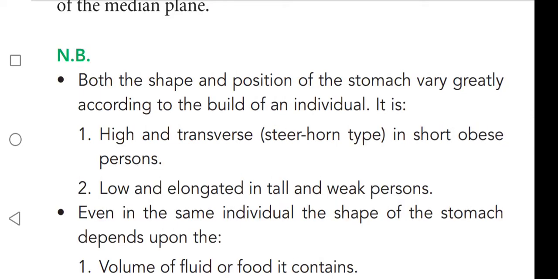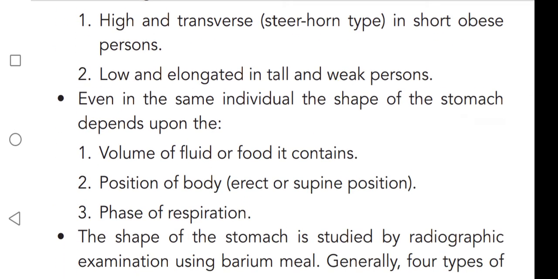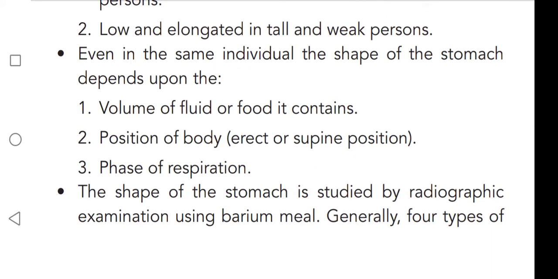Note: both the shape and position of the stomach vary greatly according to the build of an individual. It is high and transverse, steer-horn type in short obese persons, low and elongated in tall and weak persons. Even in the same individual, the shape of the stomach depends upon the volume of fluid or food it contains, position of the body, erect or supine position, and phase of respiration. The shape of the stomach is studied by radiographic examination using barium meal.